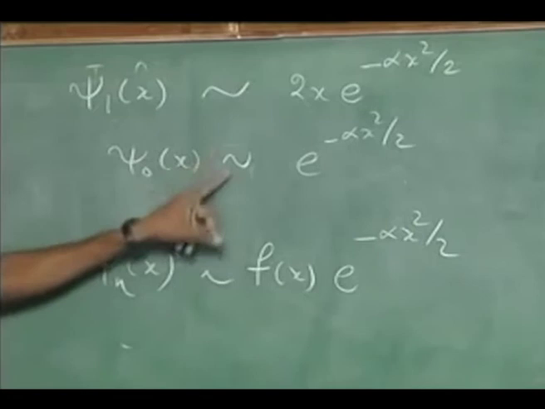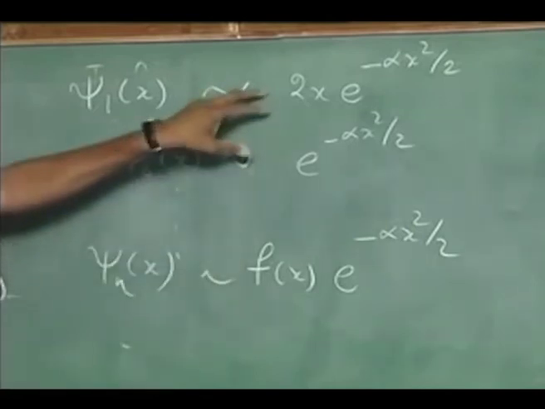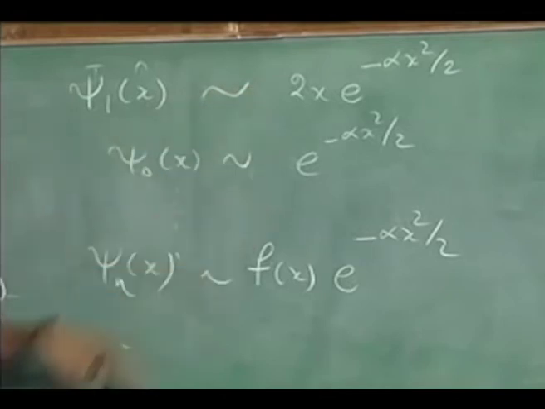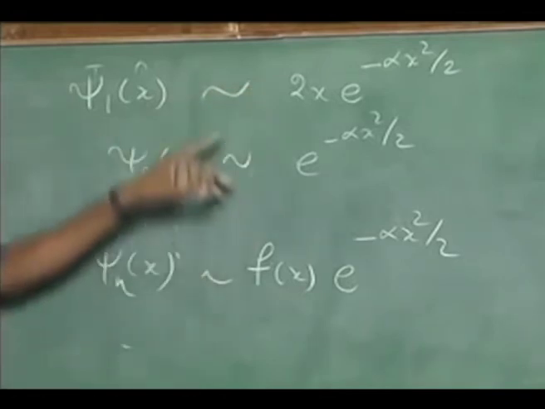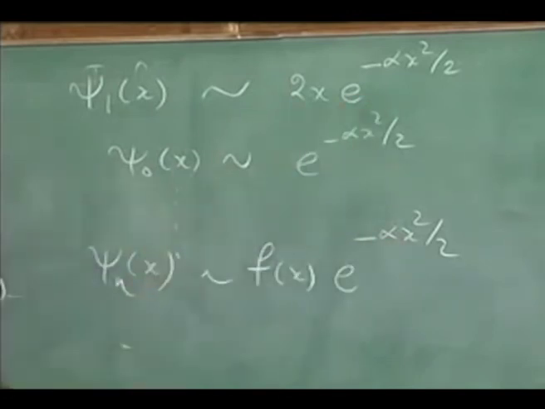I am always writing a proportionality sign. I am not writing the exact form. There is a constant which you need to put in here. We will show that in a minute. All these solutions have this exponential of minus alpha x square by 2.